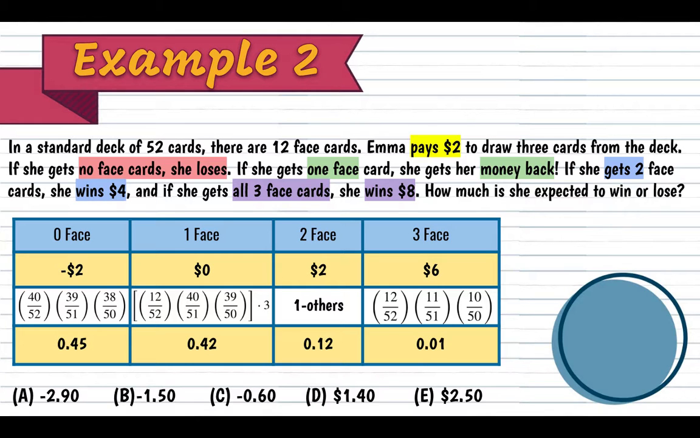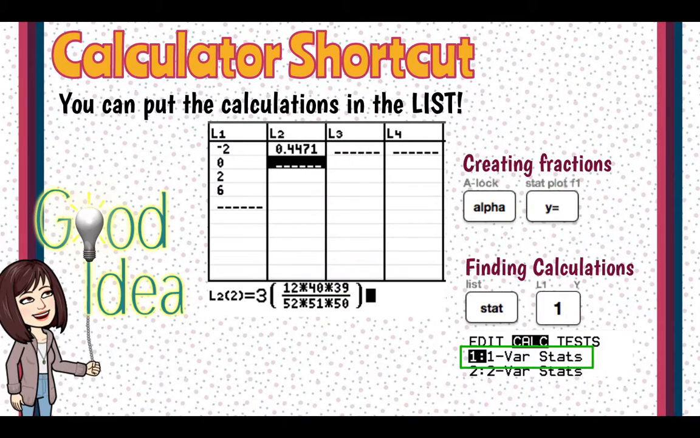And then to get 2 face cards, I did 1 minus the others. And again, you can put those in a calculator. You're going to get answer choice C. And again, you can do these calculations in the calculator. Notice I did that right here.